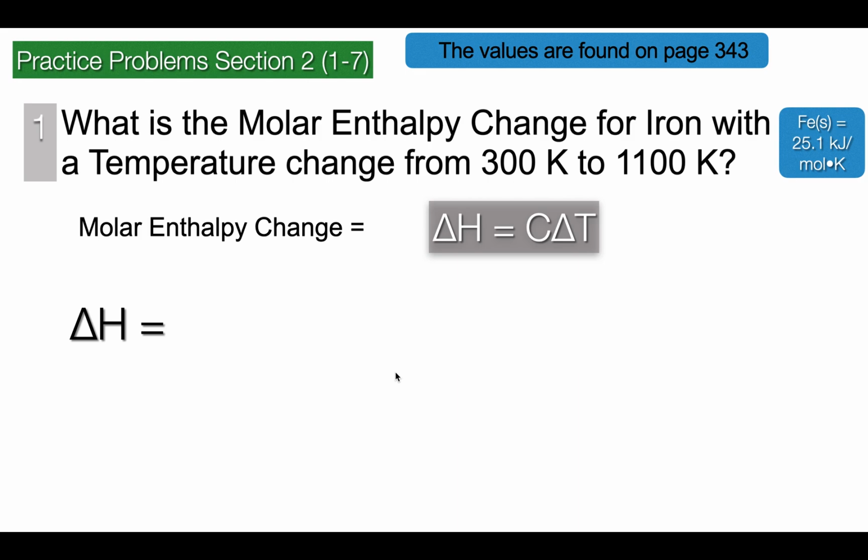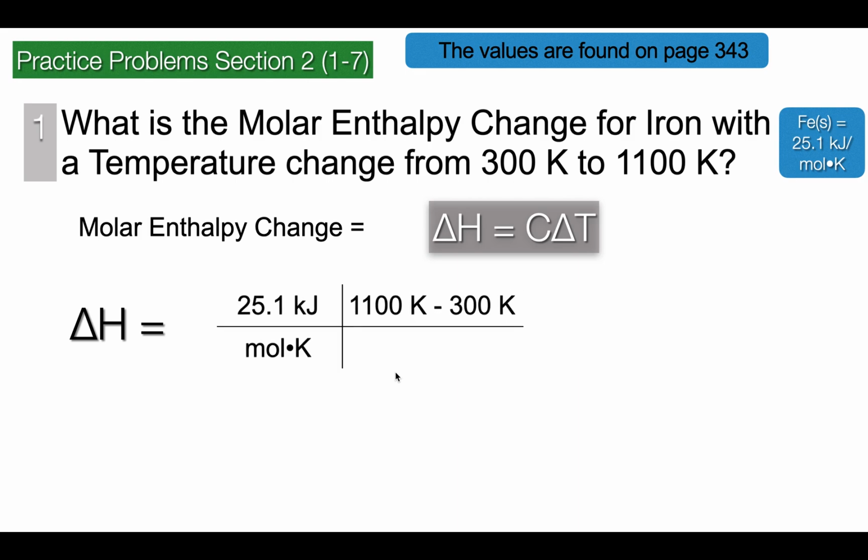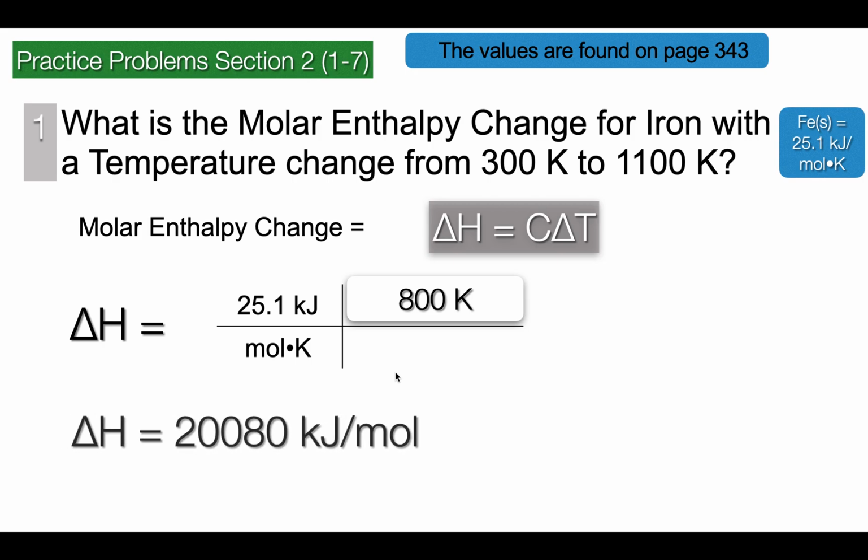So you just put in your CP, 25.1 kilojoules per mole. Put in your delta T, 1100 minus 300, because 1100 is our end, our final temperature. 300 is the beginning, or our initial temperature. So 1100 minus 300 gives you 800. 25.1 times 800 will give you 20,080 kilojoules per mole.